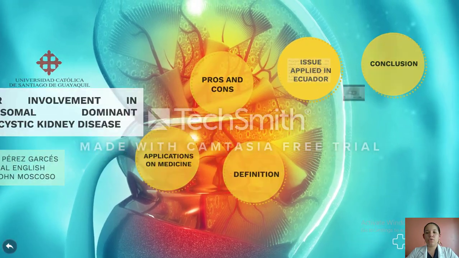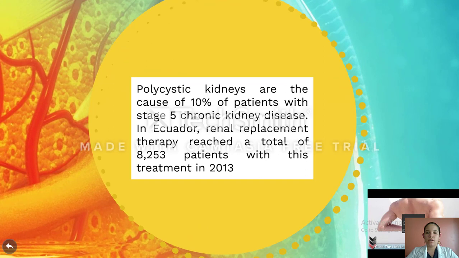Situation in Ecuador. Polycystic kidneys are the cause of 10% of patients with stage 5 chronic kidney disease. In Ecuador, renal replacement therapy reached a total of 8,253 patients with this treatment in 2013.